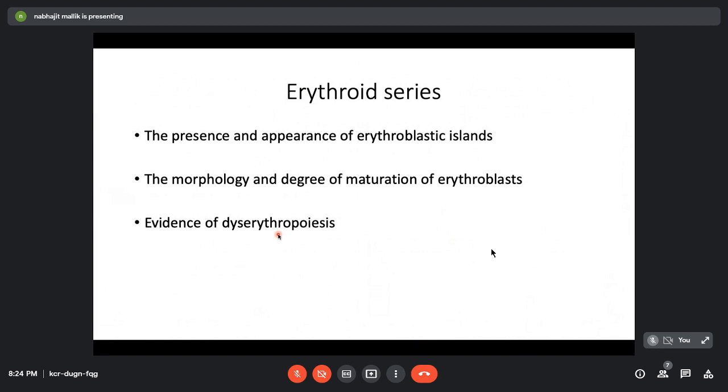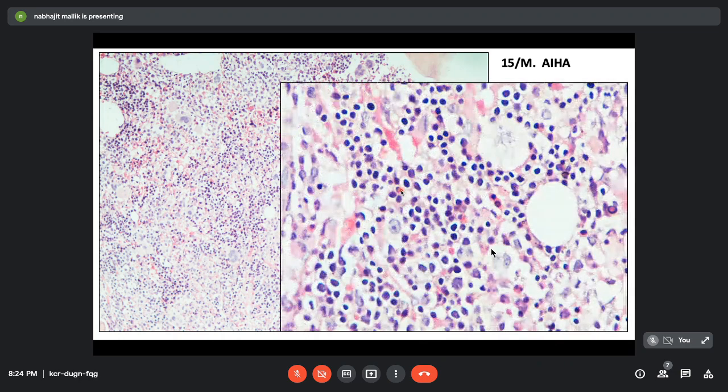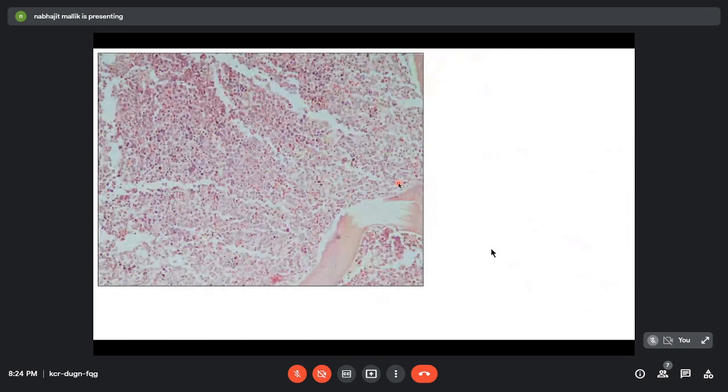So here we have a 15-year-old male with autoimmune hemolytic anemia, and the bone marrow examination was done to rule out any lymphomas that could be causing this autoimmune hemolytic anemia. What we saw here are these nice erythroid islands and erythroid hyperplasia, which we can appreciate in the high power. This is normoblastic erythroid hyperplasia.